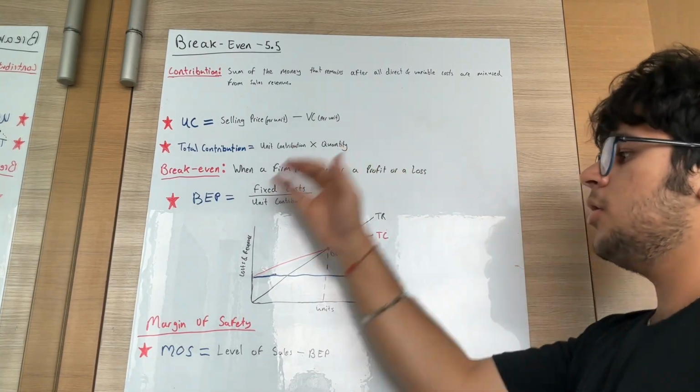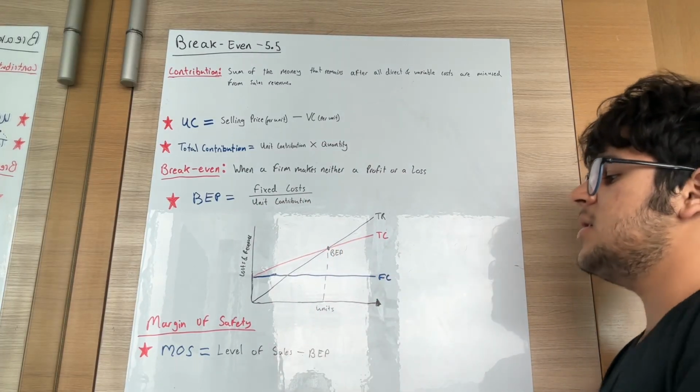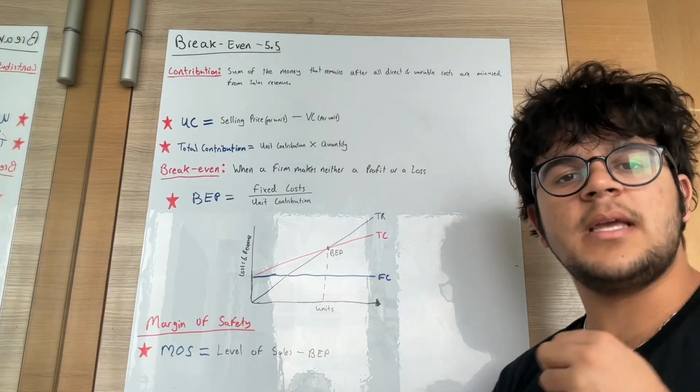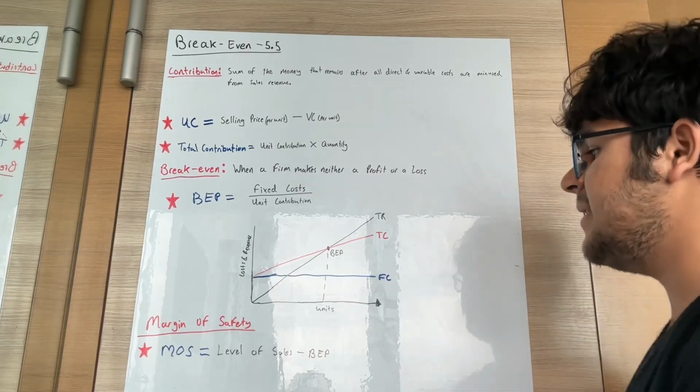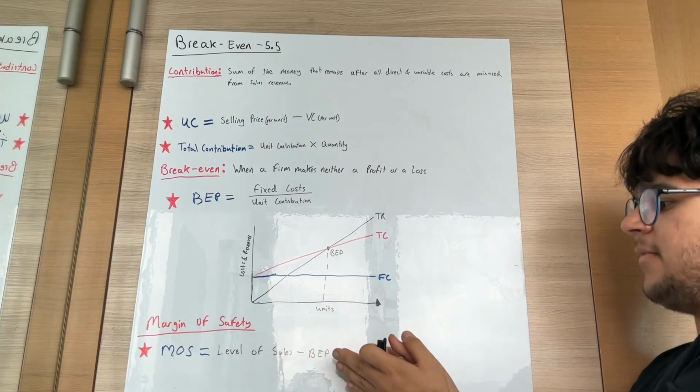So now when we look at this break-even chart, we also have this thing called a margin of safety. Margin of safety is in the name. It's how safe you are from making a loss. So in an equation standpoint, it is the level of sales minus the break-even point.